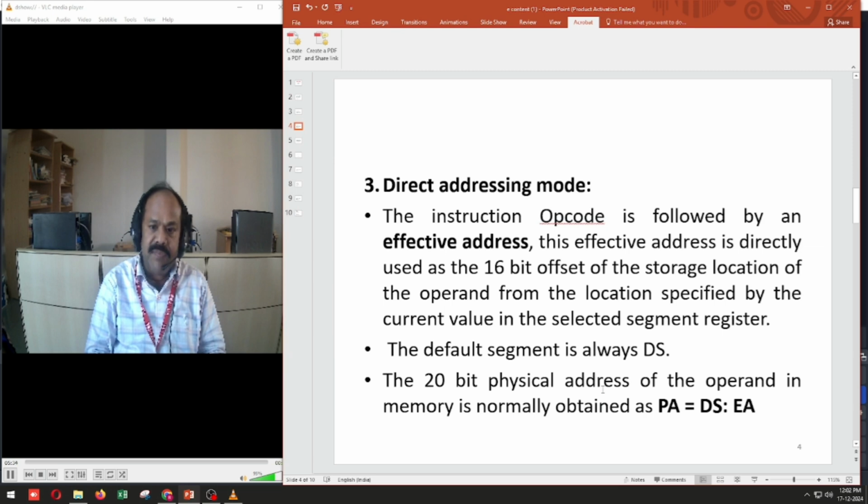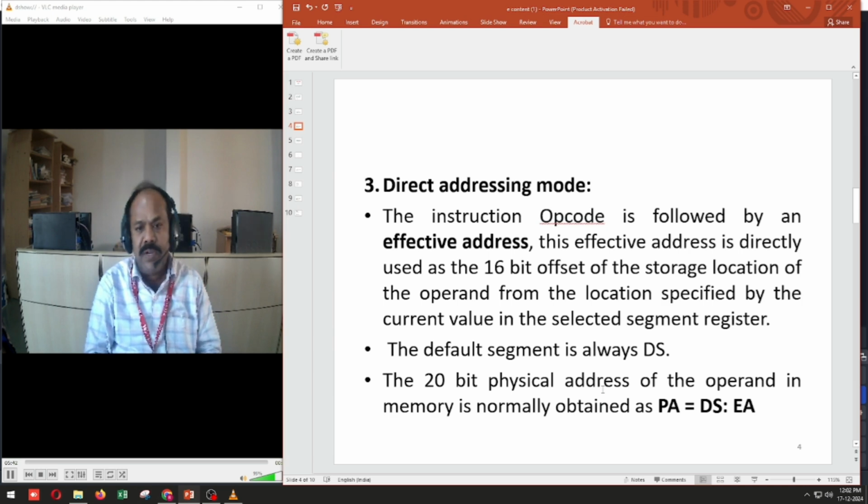So this is the procedure to convert the 16-bit address into 20-bit physical address. Here, direct addressing means the data will be available in memory. In direct addressing, the offset address or effective address of the memory location will be available in the instruction itself. That is why it's known as direct addressing mode.